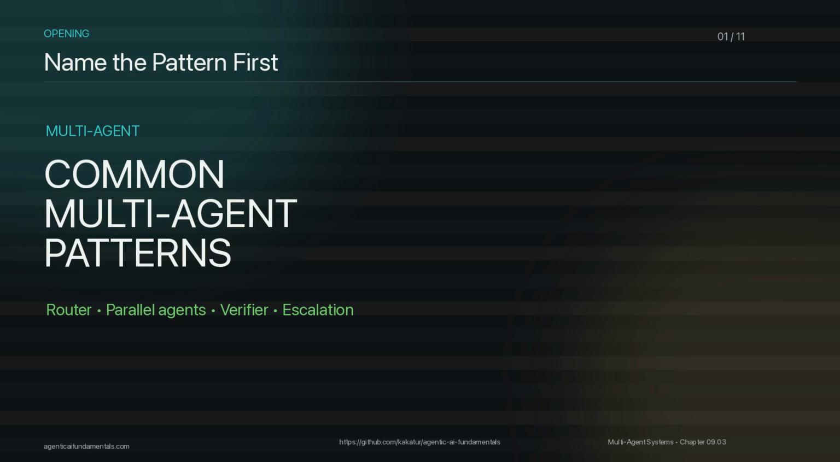Before you pick LangGraph, a tool wrapper, a queue, or a protocol, name the coordination pattern. We will use 4 patterns: coordinator router, parallel specialists, producer-verifier, and human escalation. The code is deterministic on purpose, so we can see the shape without arguing about model behavior.